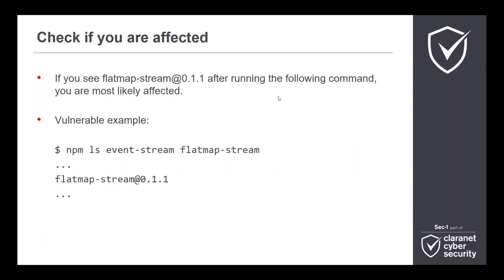So if you see flatmap-stream after running the following command, then you're affected. It's very easy to see if this is something that you've got as a dependency, because of the way that npm works. It's quite useful in that regard. Just run npm ls event-stream flatmap-stream, and if flatmap-stream 0.1.1, which is the only version of flatmap-stream, comes back, then you basically know that you're vulnerable in some regard. As mentioned, no remote code execution, but if there's any kind of cryptocurrency involved with your project or your end users, this is worth an instant response.